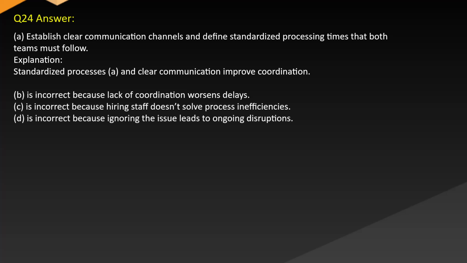Answer: A. Establish clear communication channels and define standardized processing times that both teams must follow. Explanation: standardized processes and clear communication improve coordination. B is incorrect because lack of coordination worsens delays. C is incorrect because hiring staff doesn't solve process inefficiencies. D is incorrect because ignoring the issue leads to ongoing disruptions.